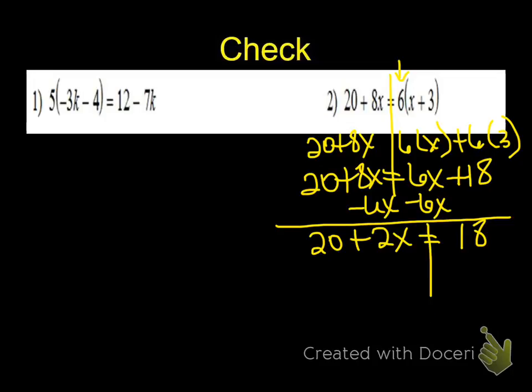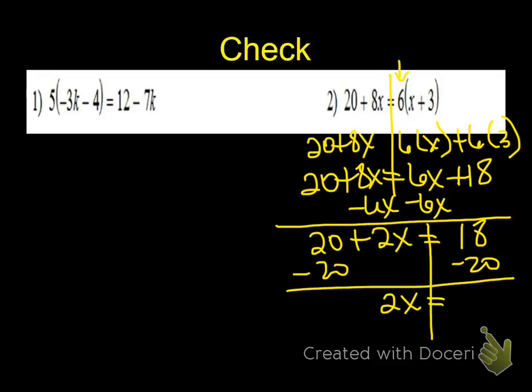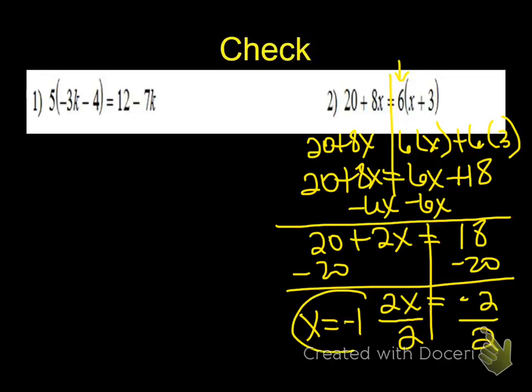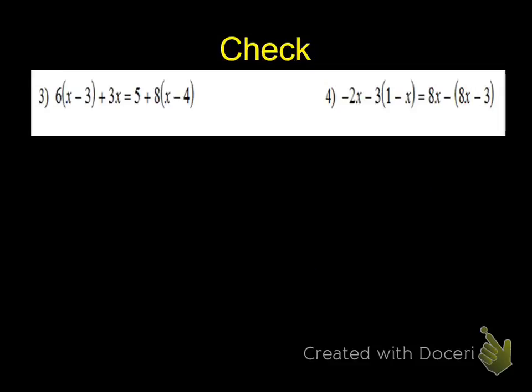Okay, we've got to subtract 20 from both sides, and we get 2x equals, if you have 18 and you spend 20, that's too much, so it's going to be a negative. The difference is 2, so it's negative 2. 2x means multiply, so the opposite or inverse of multiplying is division, so we're going to divide both sides by 2, and we'll see that x equals negative 1. Okay. Let's go ahead and check the next two. Numbers 3 and 4. Number 3.